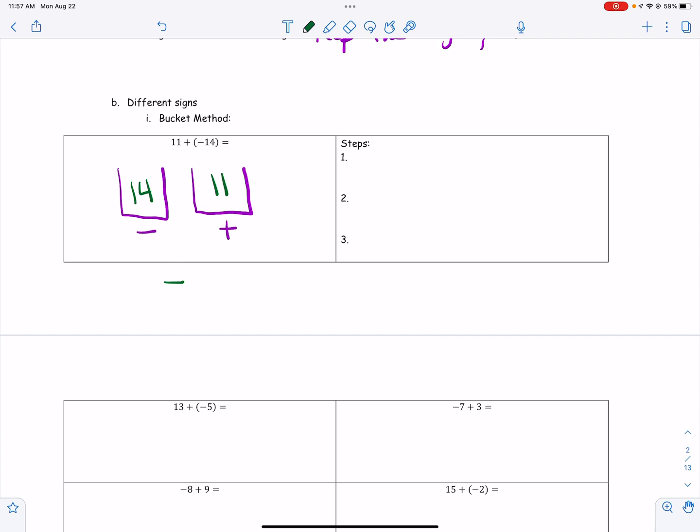Then I say, how much more do I have in the negative bucket? To figure out the difference between those two numbers, I subtract 11 from 14, and that tells me that I have 3 more things in the negative bucket. So my answer is going to be negative 3. I think that's just a good visual.